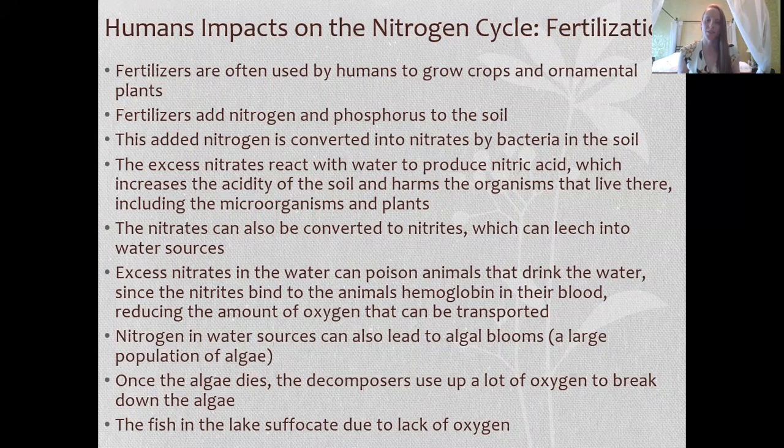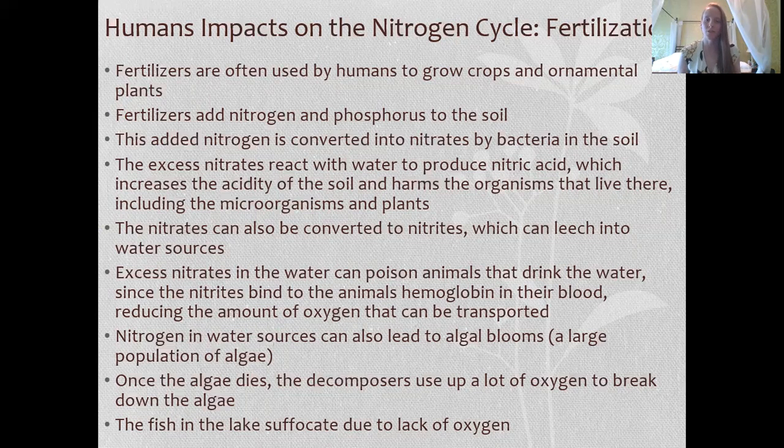So fertilizers are used by humans to grow crops as well as ornamental plants like in gardens and stuff like that. Fertilizers work by adding both nitrogen and phosphorus to the soil. So we're going to talk about this again when we go over the phosphorus cycle. But there are a couple issues with having too much nitrogen in the soil.